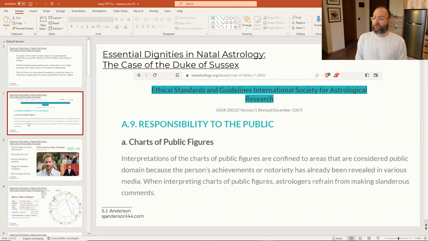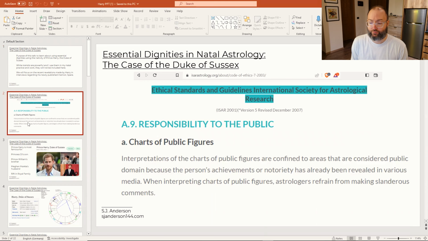Next slide is the ISAR ethics rule. Whenever I talk about things that relate to ethics, I like to bring these in right away so we can clarify what the ethics are. And this would be the ISAR ethics rule A9, responsibility to the public. A, charts of public figures. Interpretation of the charts of public figures is confined to areas that are considered public domain because the person's achievements or notoriety has already been revealed in various media. While interpreting charts of public figures, astrologers refrain from making slanderous comments.